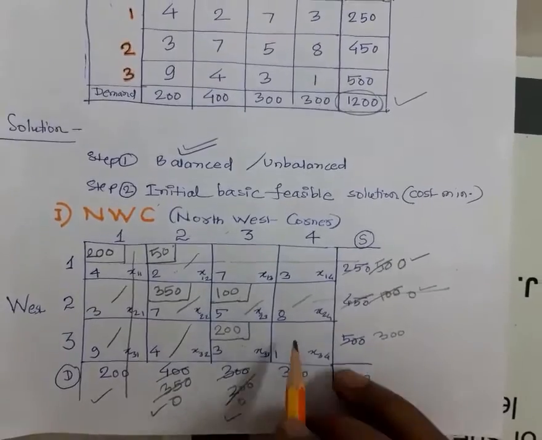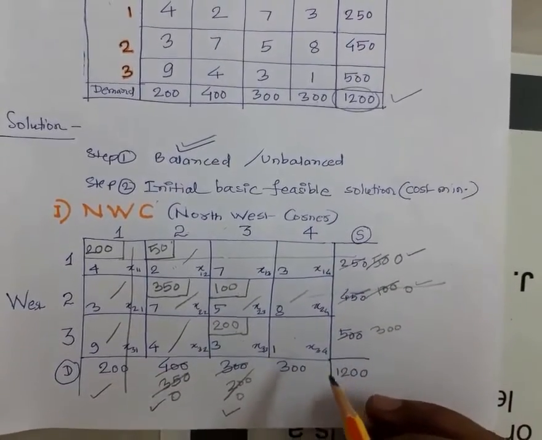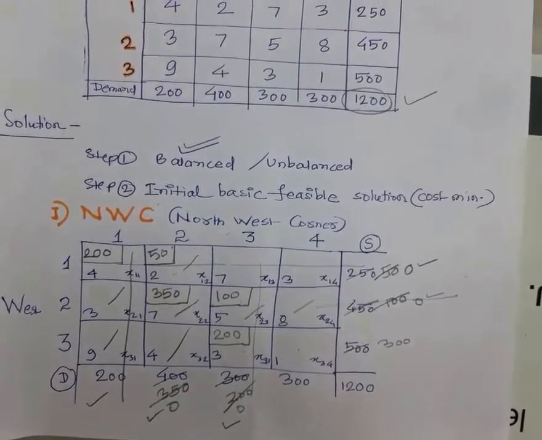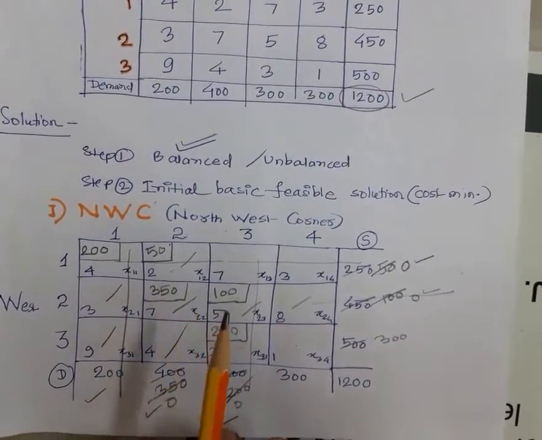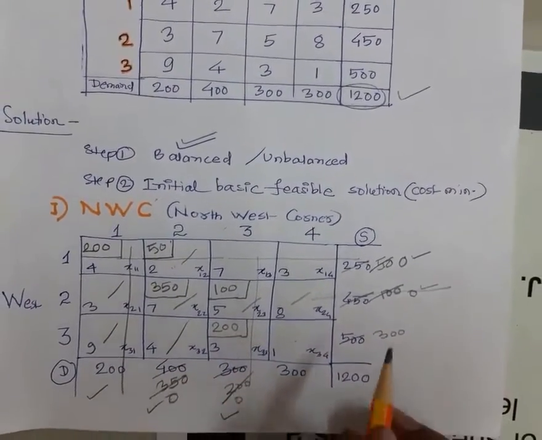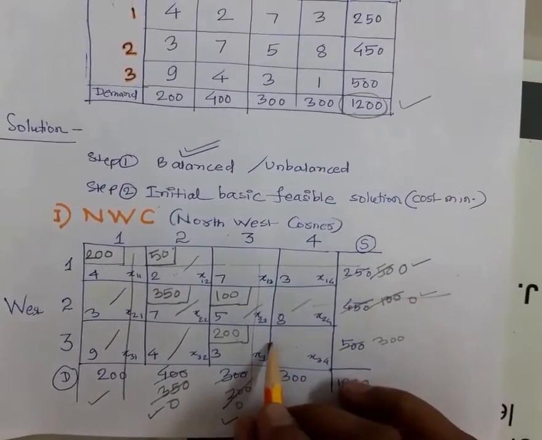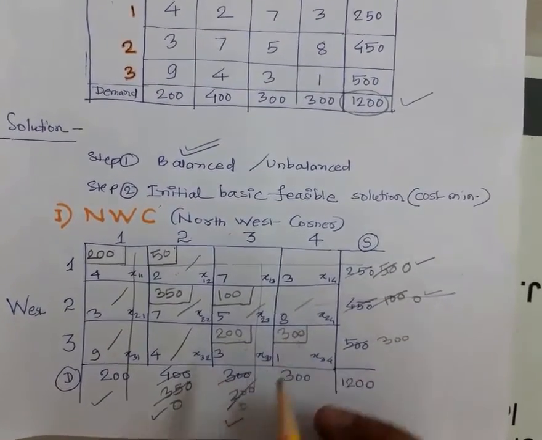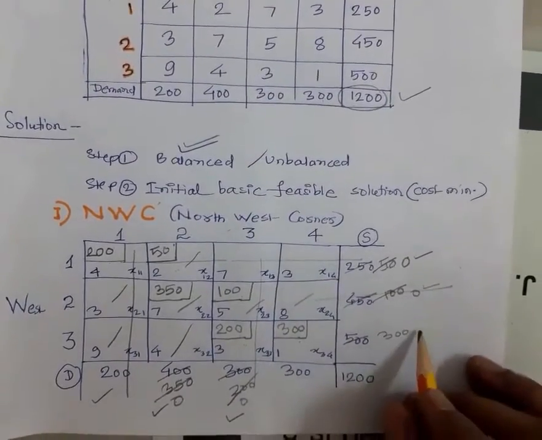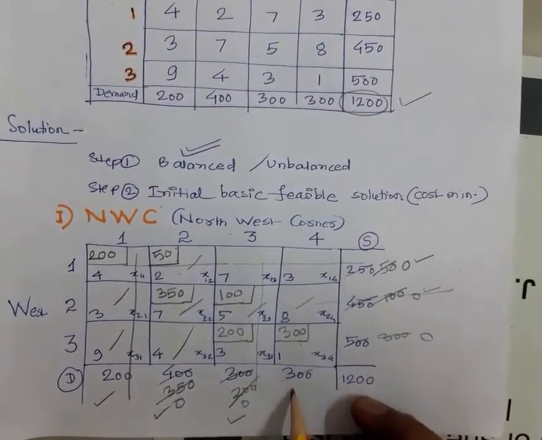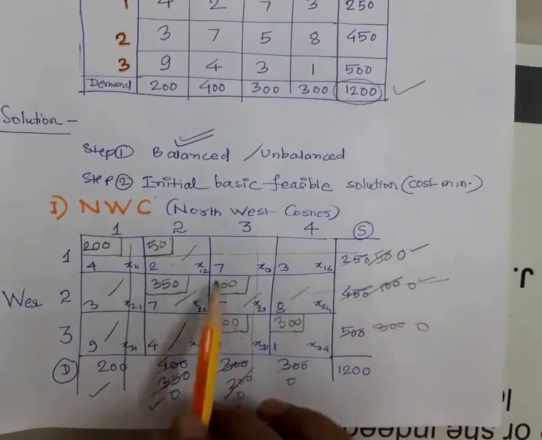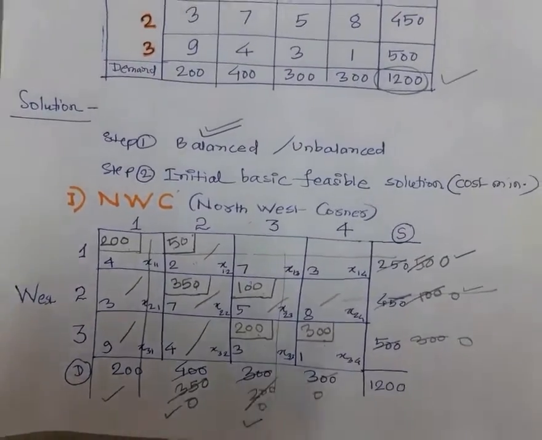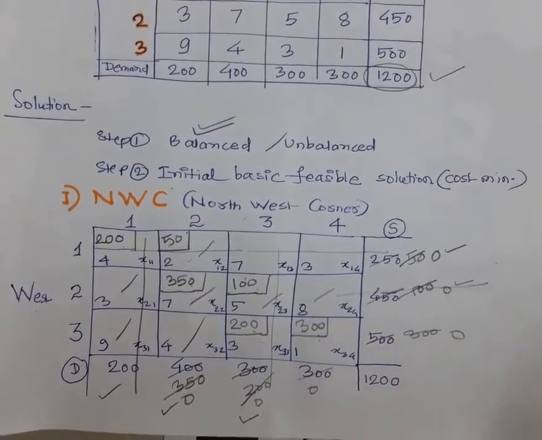Now the last allocation, we have only one cell. This becomes 0, so that this we have deleted. After allocations, if one cell or column being exhausted, that should be deleted. Now we have the last allocation is here, 300. Okay, now this becomes 0 and this becomes also 0, so that we have 1 2 3 4 5 6 allocations.